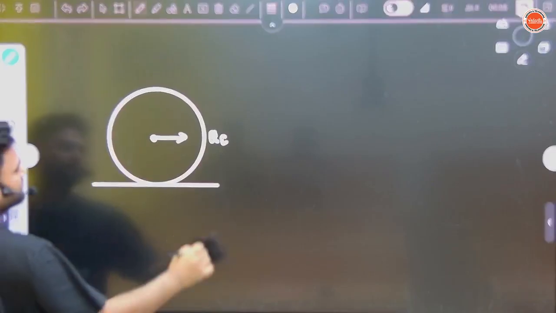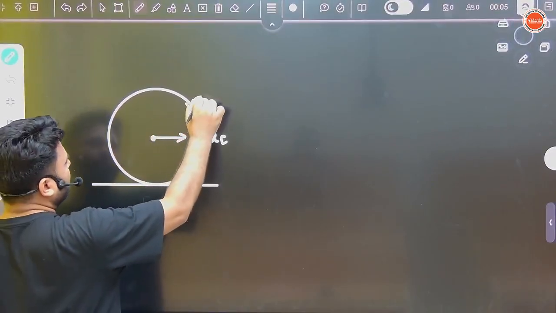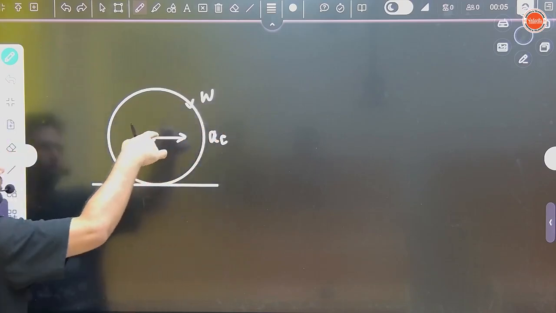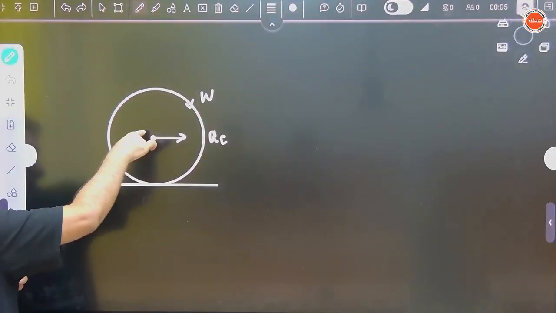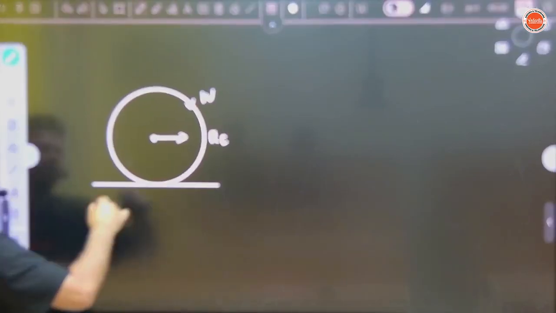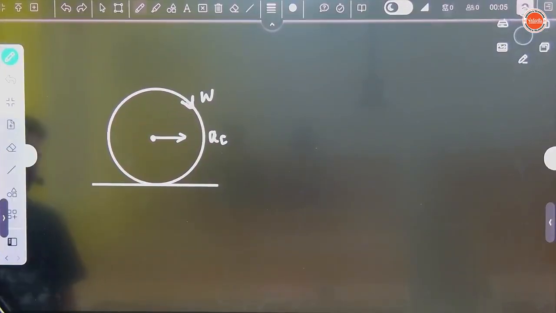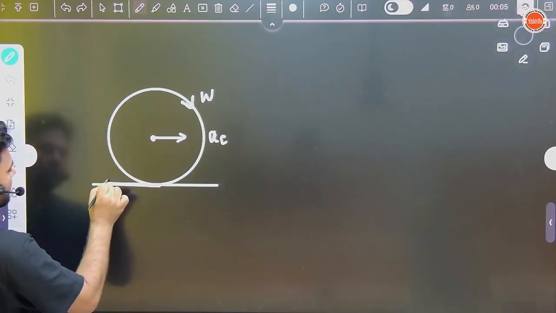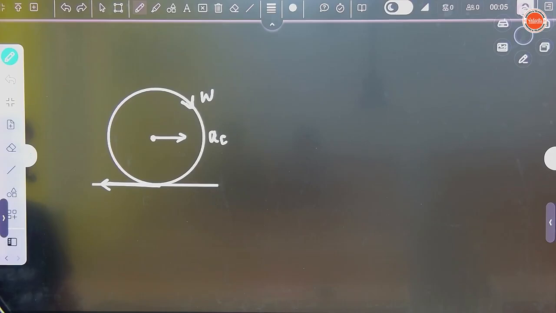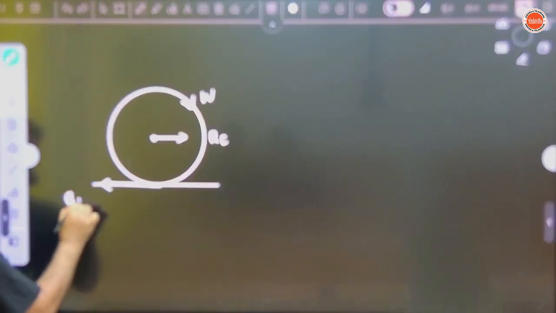AC, acceleration of center of mass. And the object is rotating also. Initially it is rotating slowly and later on it rotates fast, so it will have angular acceleration. Always remember, whenever we have angular acceleration, we define one tangential acceleration, a_t.